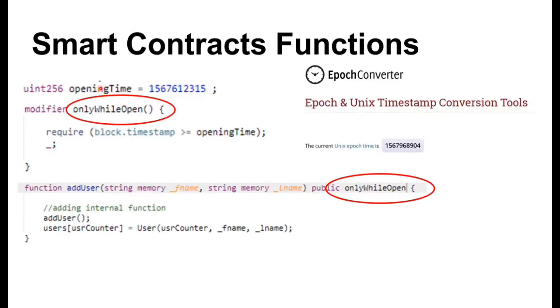So we could see here that maybe the opening time for an initial coin offering is whatever this date is, and it will only start when we have only while open. So we can see here the epoch, and we obviously have to reach this time before this function can run.